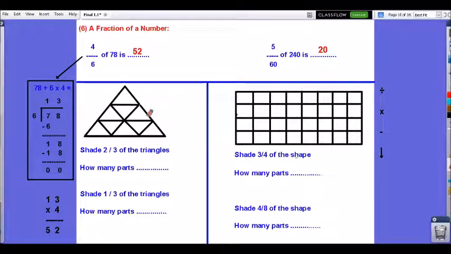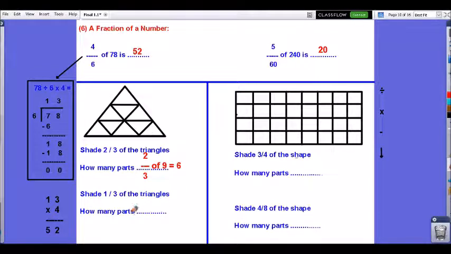Okay, if you have shapes like these shapes here, and you want to get a fraction of that shape, you need to count the numbers that you have inside that shape. So for example, here we have equilateral triangles. 1, 2, 3, 4, 5, 6, 7, 8, 9 triangles. 2/3 of 9. This is exactly what it means. 2/3 of 9. So 9 divided by 3 is just 3. You multiply by 2 gives you 6. That's it. 2/3 of 9 equals 9 divided by 3 is 3. You multiply by 2 gives you 6.